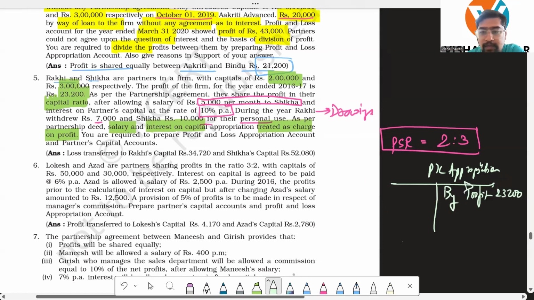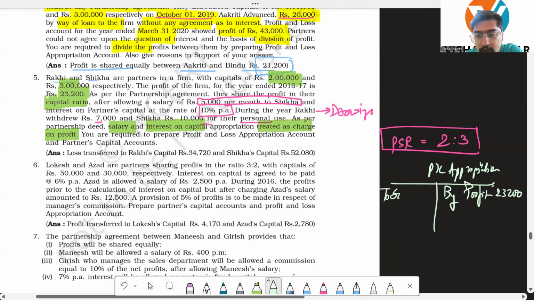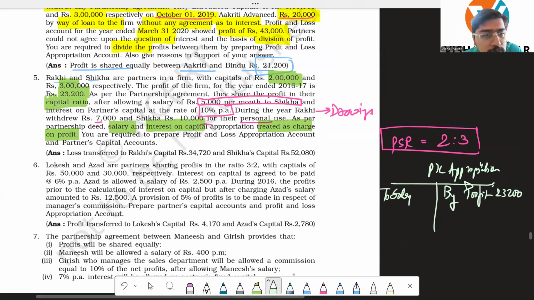We will have to give salary to Shikha. Salary to Shikha is going to be 5,000 per month, so 5,000 into 12, the yearly salary is going to be 60,000. In the same way, we will have to give interest on capital to both the partners. Rakhi's capital is 2 lakh, and on that 2 lakhs, at 10% interest, that goes to 20K.